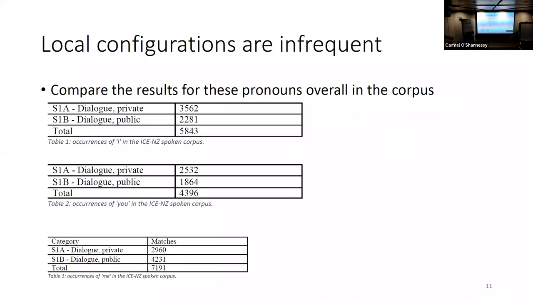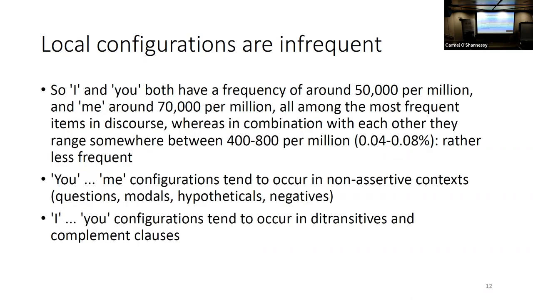If we compare the results of those pronouns in combination with another speech act participant argument, we can see that the numbers are quite tiny in comparison to the use overall in the corpus. Whereas those pronouns both have a frequency of around 50,000 per million, that's a standard count for a corpus, parts per million, 50 or 70,000 per million. But in combination with each other, they range somewhere between 400 and 800 per million. So that's 0.04 to 0.08%. Hopefully, David, correct me if I'm wrong, which is a lot less frequent than their combinations independently.